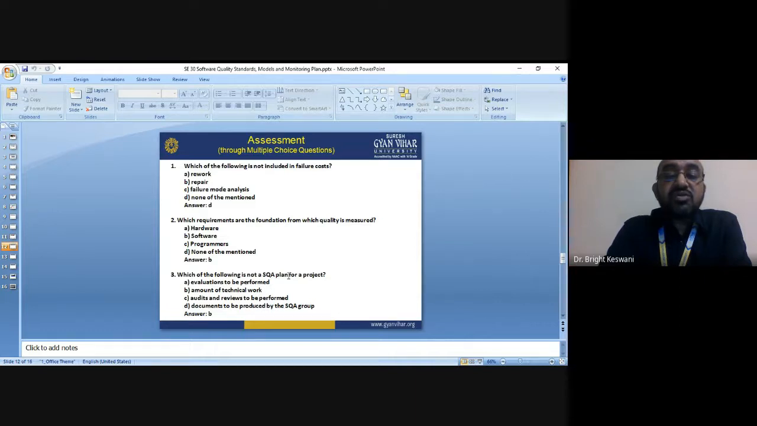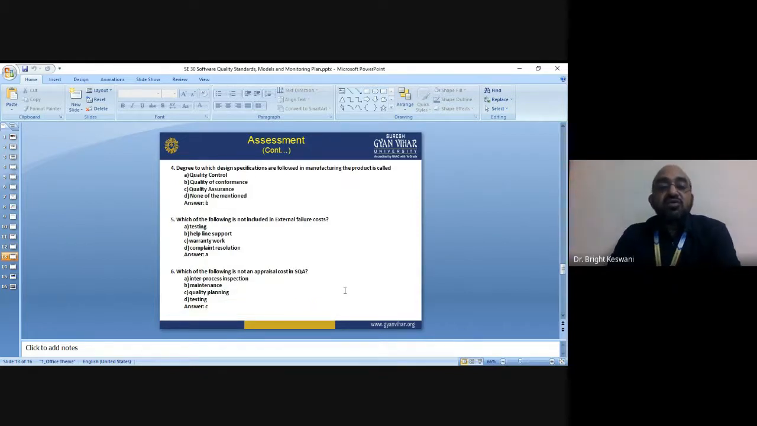Which of the following is not a SQA plan for a project? Evaluation to be performed, amount of technical work, or audits and reviews to be performed, then documents to be produced by the SQA group. So the right answer is B, amount of technical work. The degree to which design specifications are followed in manufacturing the product is called quality control, quality of conformance, quality assurance, or none of the mentioned. So what is the answer? Quality of conformance.